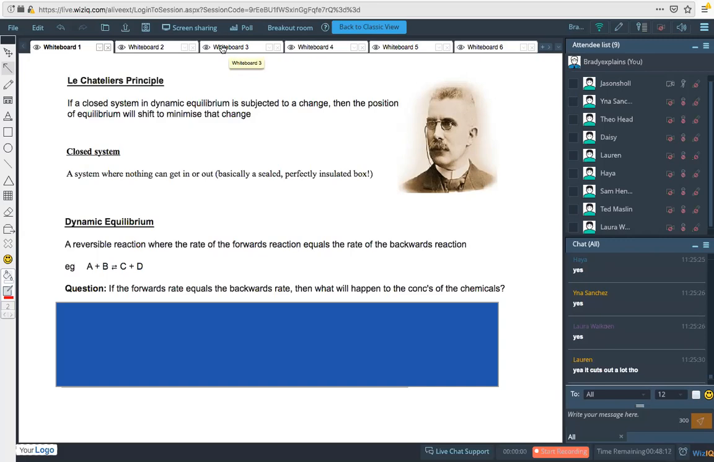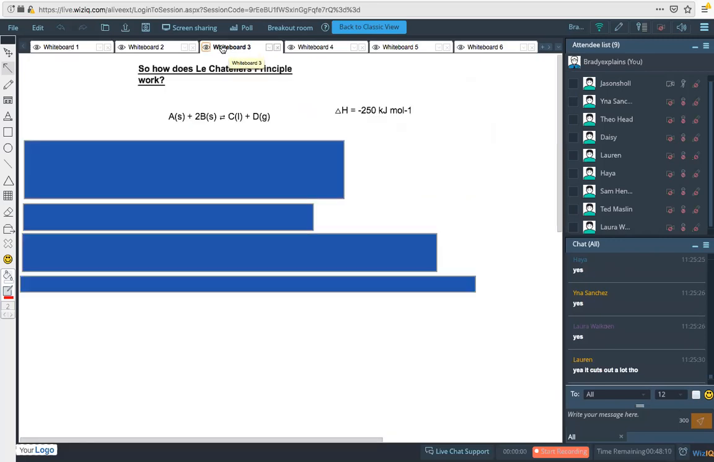Okay, so let's try and apply this principle to an actual idea then. So here's an equation. A plus 2B goes to C and D, and I've given you the enthalpy of this reaction. Now, the delta H given always refers to the forwards reaction. That's just a thing. It's always the forwards reaction. So a quick question for you to type in. The fact that this delta H is negative, what does that tell me about the forwards reaction? You just bang out your answer when you've got it.